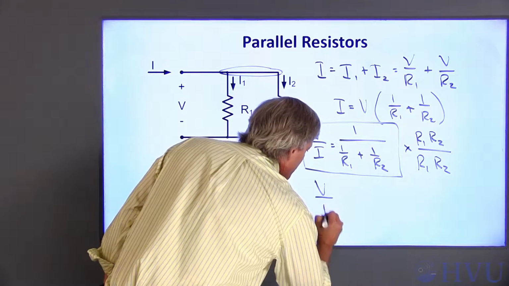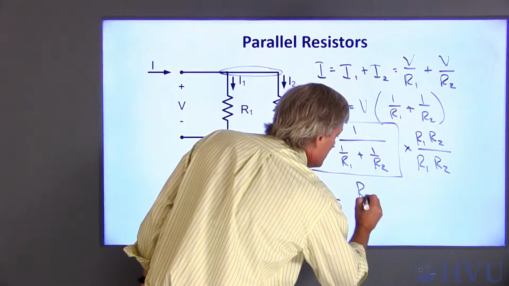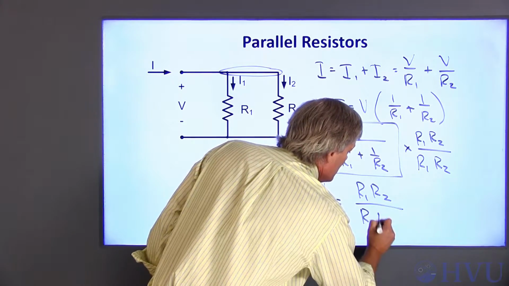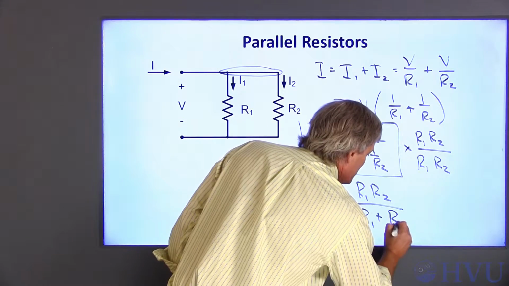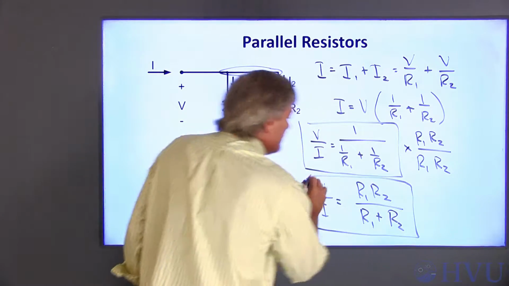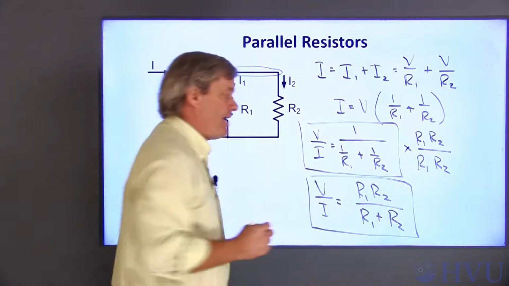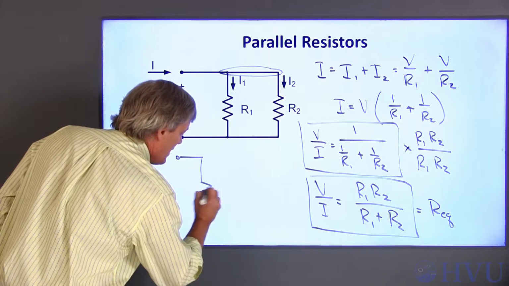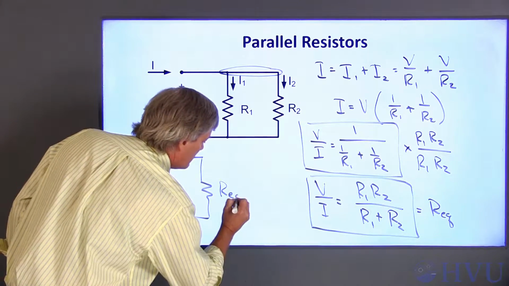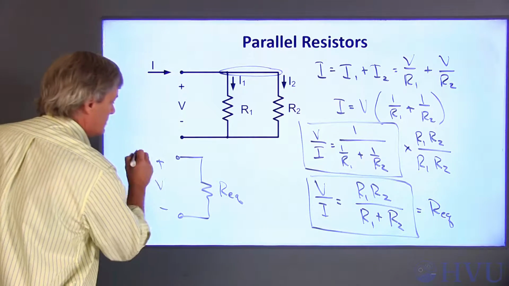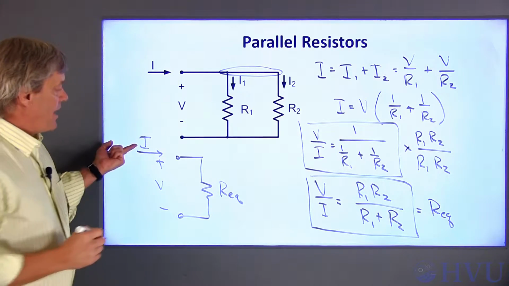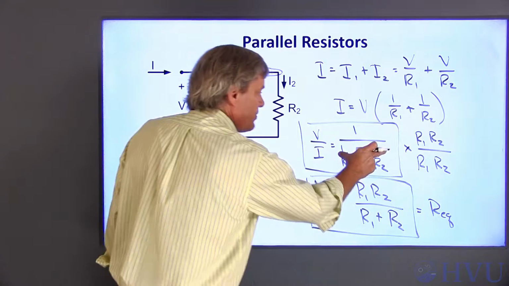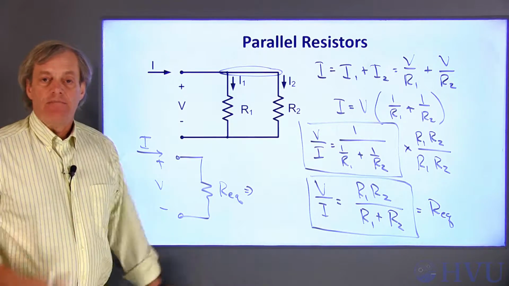So this can also be written as V over I is equal to R1 R2 over R1 R2 divided by R2 is R1 plus this divided by R1 is R2. These two are equivalent expressions. Both of these look like a resistance. If I call this Req and replace these with a single resistor, V divided by I is equal to Req. So if Req is equal to this or this, these circuits are exactly the same.